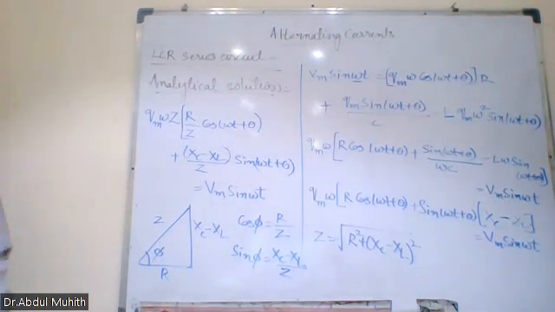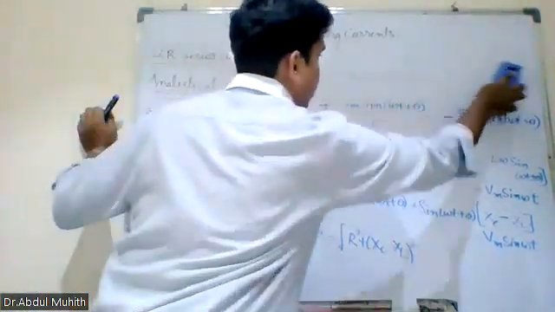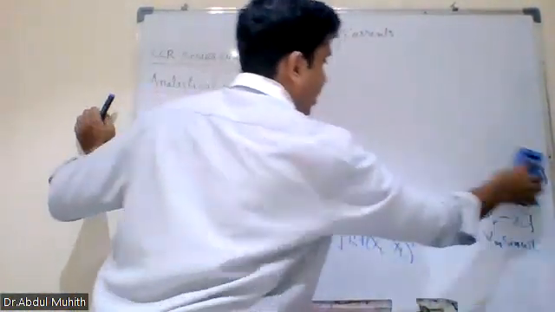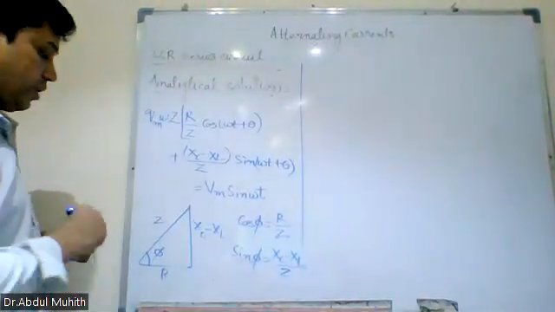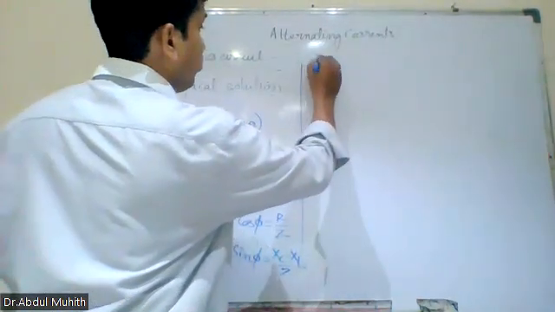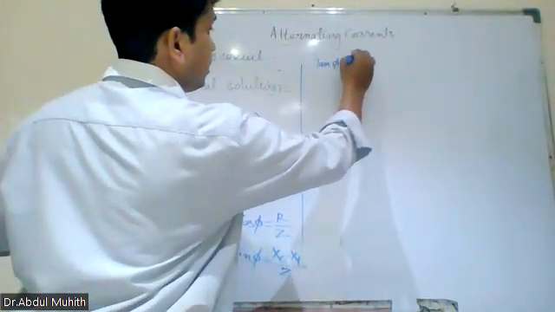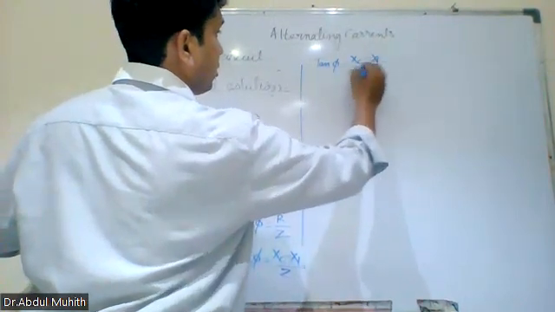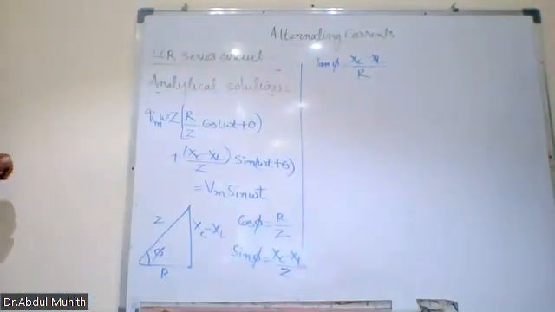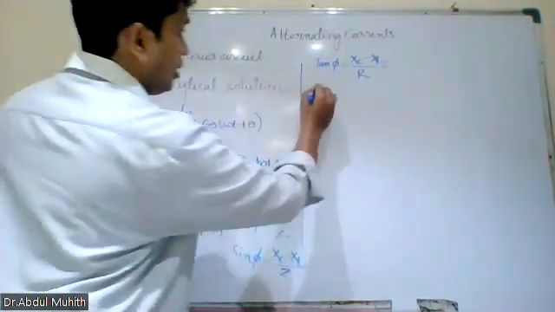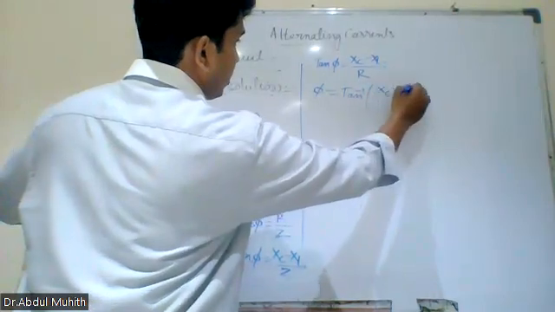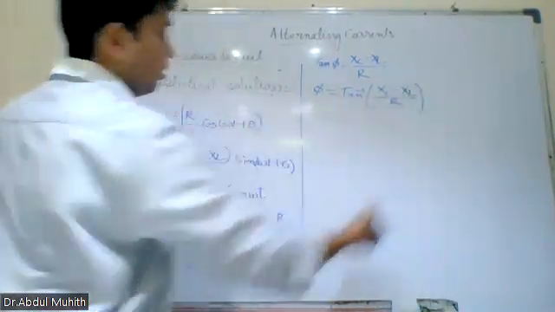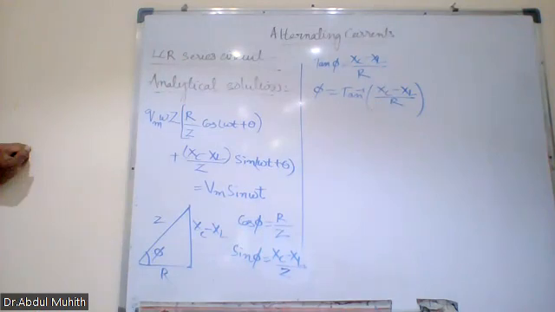So sin and cos, when we divide one over the other, what do we get? What is tan? XC minus XL by R. Very good. So tan phi is equal to XC minus XL divided by R. This is the tan angle. So phi is equal to tan inverse of XC minus XL by R. Is it clear now? Yes. Phi is equal to tan inverse of XC minus XL divided by R.